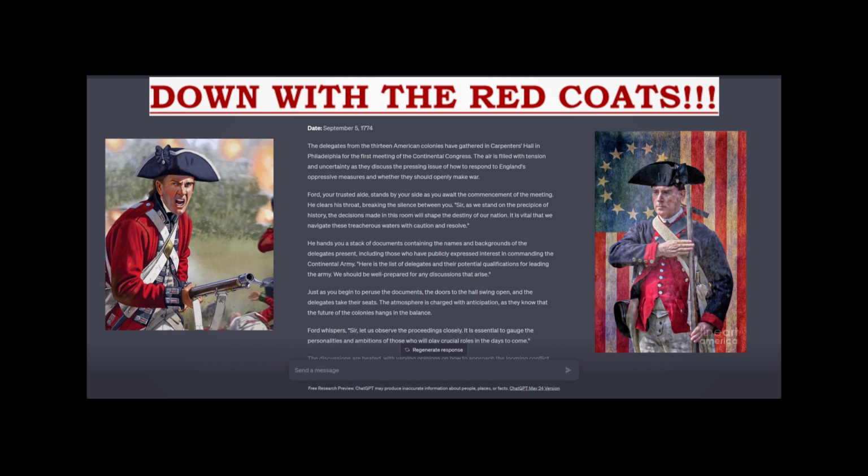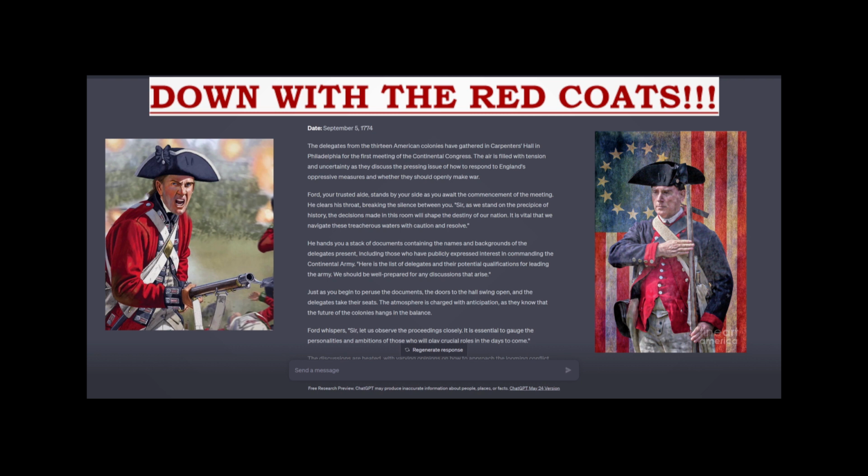The delegates from the 13 American colonies have gathered in Carpenter's Hall in Philadelphia for the first meeting of the Continental Congress. The air is filled with tension and uncertainty as they discuss the pressing issue of how to respond to England's oppressive measures and whether they should openly make war. Ford, your trusted aide, stands by your side as you await the commencement of the meeting. He clears his throat, breaking the silence between you, saying, "Sir, as we stand on the precipice of history, the decisions made in this room will shape the destiny of our nation. It is vital that we navigate these treacherous waters with caution and resolve."